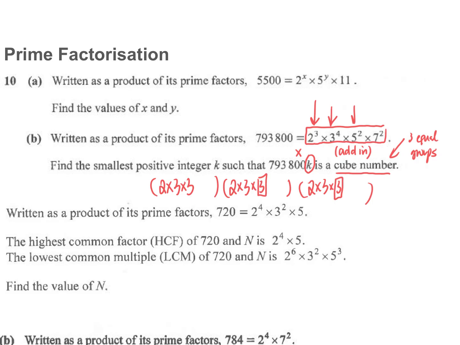Okay, and then 5, I have 2 of them. So 1 each, but I need to add in 1 extra one. Last one, I have 2 7's. Each of them should get 1. And I need to add in 1 7.